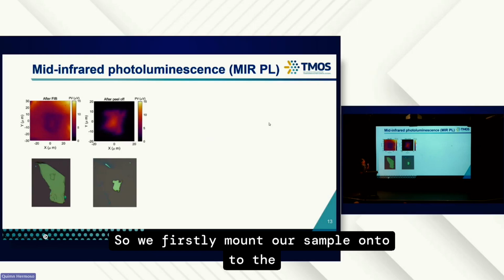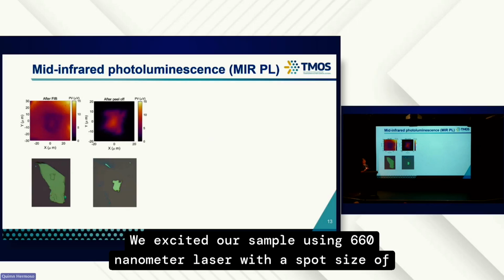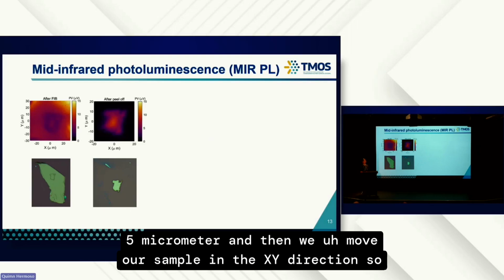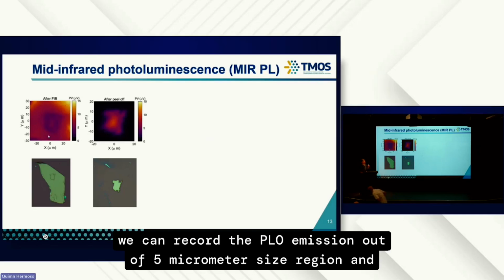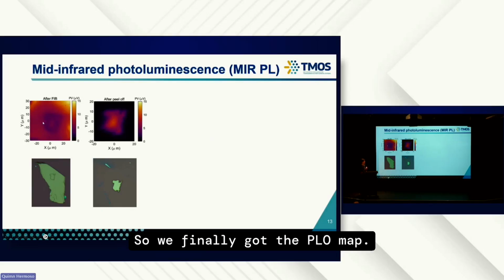So we firstly mount our sample onto a 2D motorized translation stage. We excited our sample using a 660 nanometer laser with a spot size of 5 micrometers. And then we move our sample in the XY direction so we can record the PL emission out of a 5 micrometer size region and plot it as a function of XY positions. So we finally got the PL map.